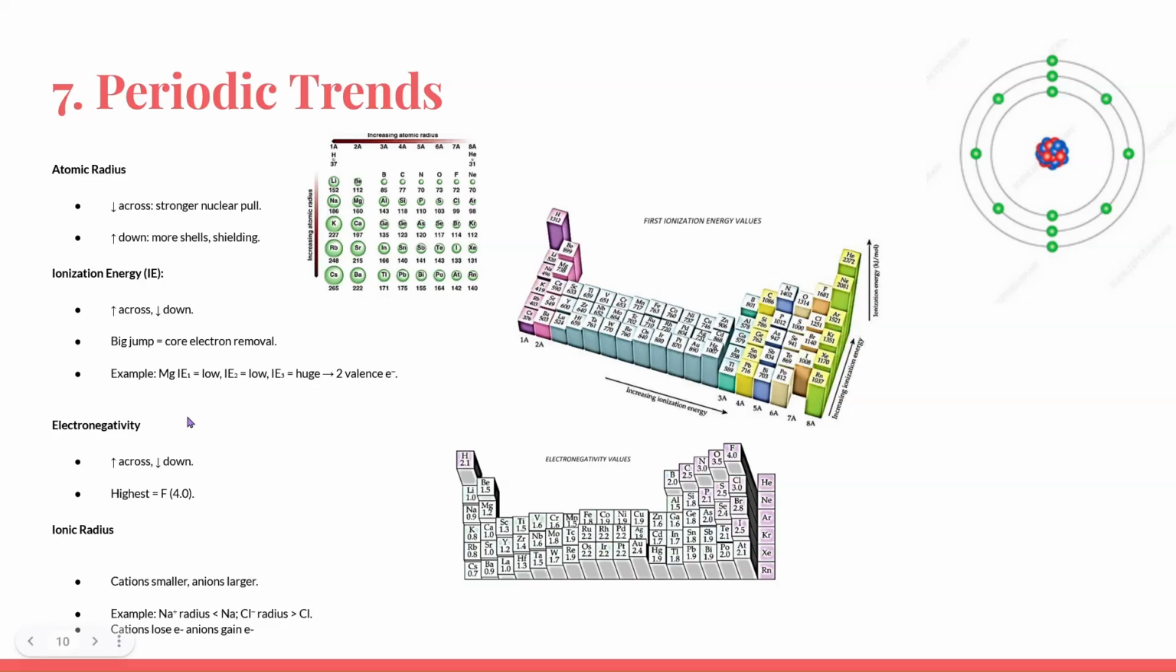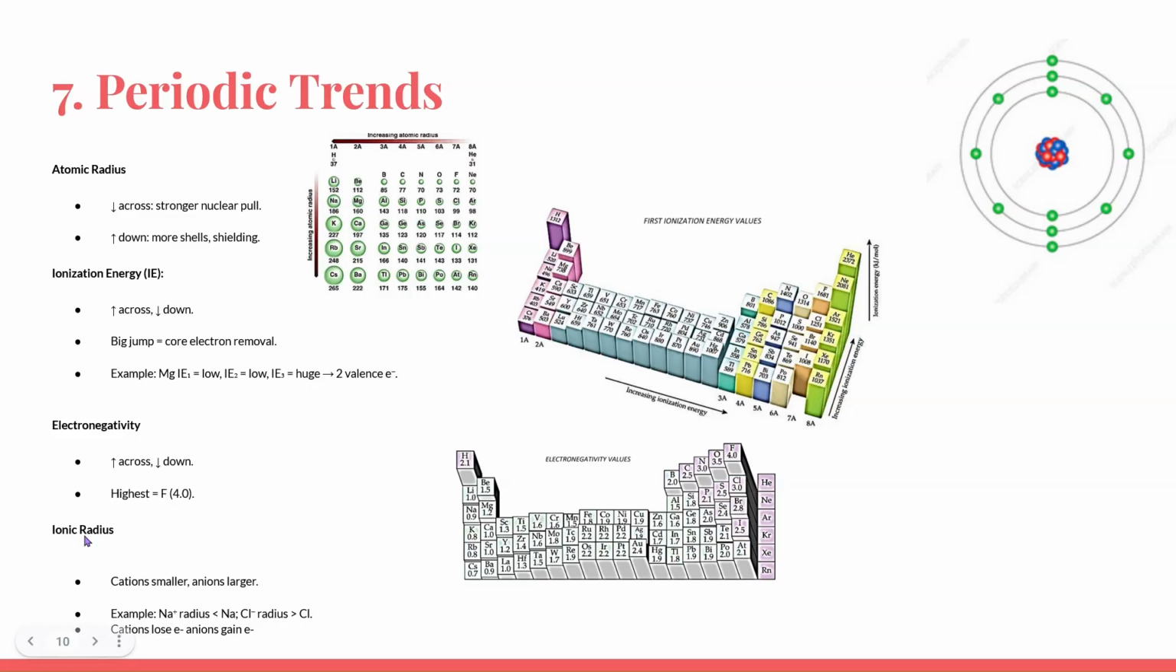Then we have electronegativity. For the most part in AP Chem, you just have to remember that fluorine has the highest electronegativity, and when you reason it on your FRQs, you just have to know that if you go across, your electronegativity increases, and if you go down, your electronegativity decreases.